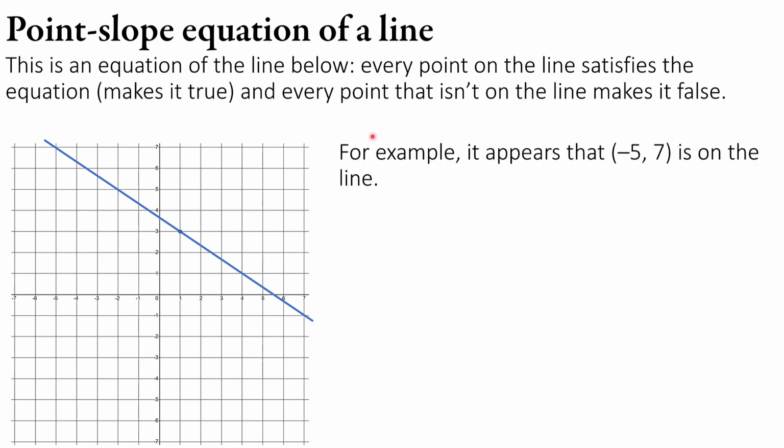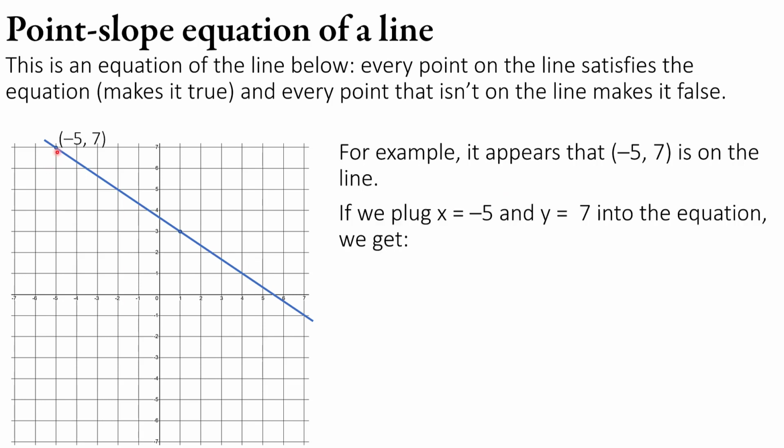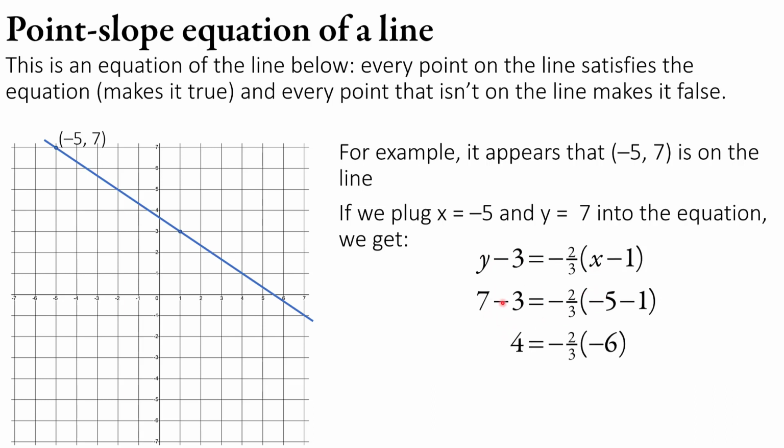For example, it appears that (-5, 7) is on this line. There it is right there. If I plug x equals negative 5 and y equals 7 into that equation, let's see what we get. There's the equation again. Now I'm going to put in x equals negative 5 and y equals 7. So there we go. Doing some simplification, the left side is 4. Inside the parentheses I get negative 6. And 2/3 of 6 is 4. So this is a true statement. Since this point was on the line, we plugged it into the equation and it was a true statement.